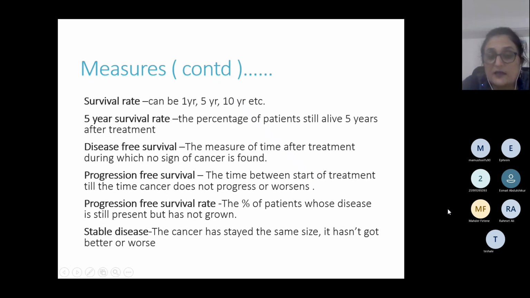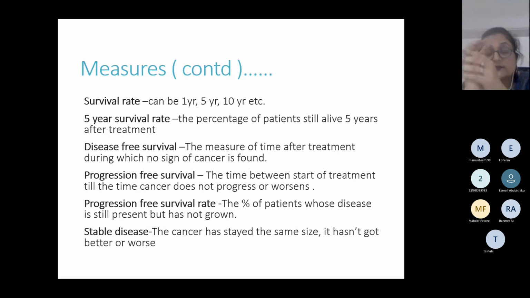Stable disease means the cancer has stayed the same size. It has not got better or worse. So that is stable disease. Originally, when you started the treatment, the size of the tumor was, say, 2 centimeters, and the size of the tumor remains 2 centimeters. It is neither increasing, nor improving, nor getting worse. It remains the same the way it is. So that is called stable disease.